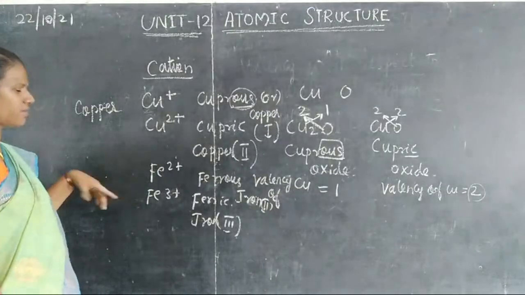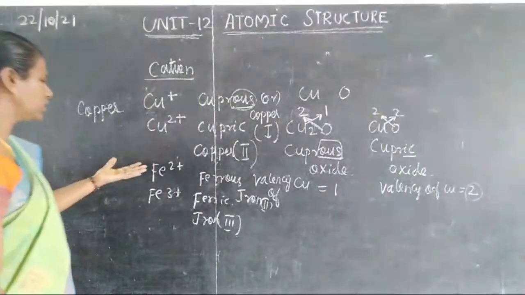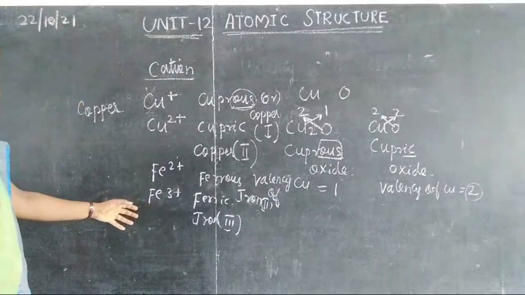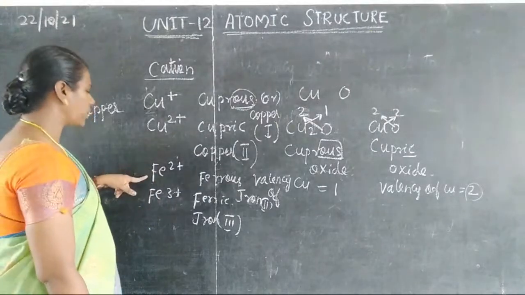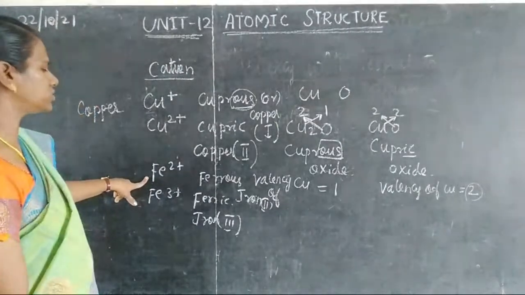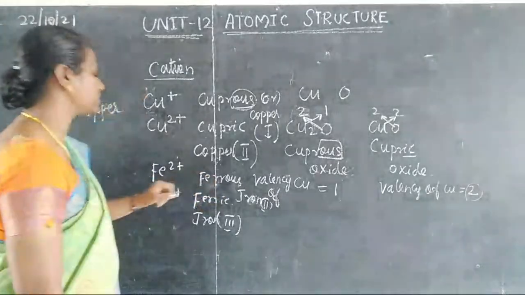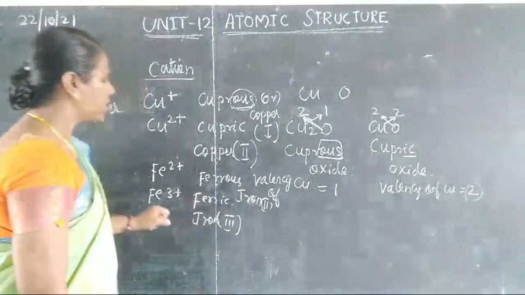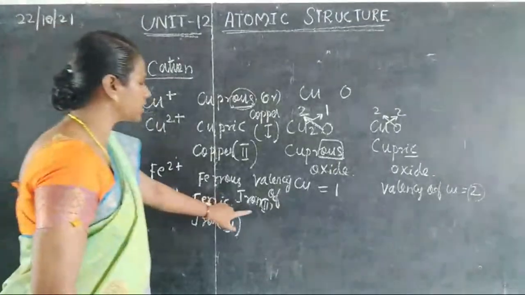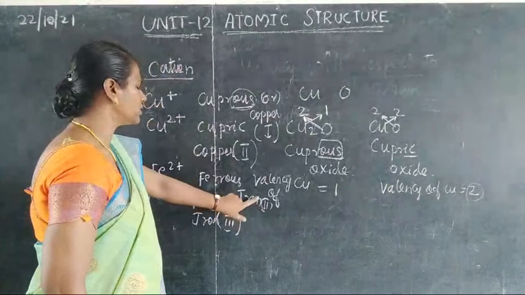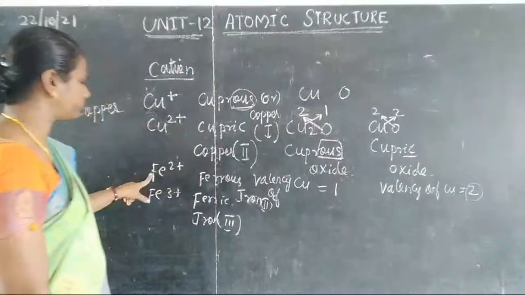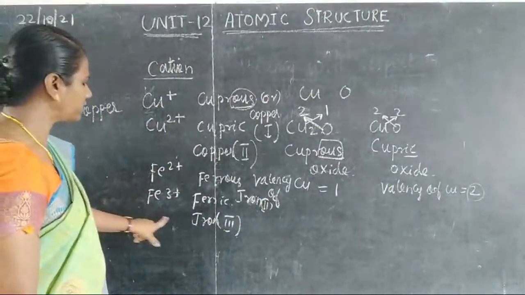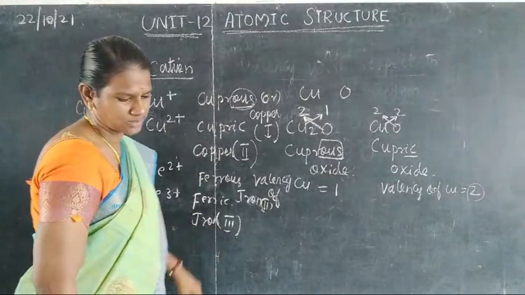And likewise, sometimes the valency of iron is 2, sometimes it's 3. So if the valency of iron is 2, we call it ferrous. If the valency of iron is 3, then it is called ferric. Otherwise, we can write it as iron(II), where the valency of iron is 2, and here in this case, the valency of iron is 3.